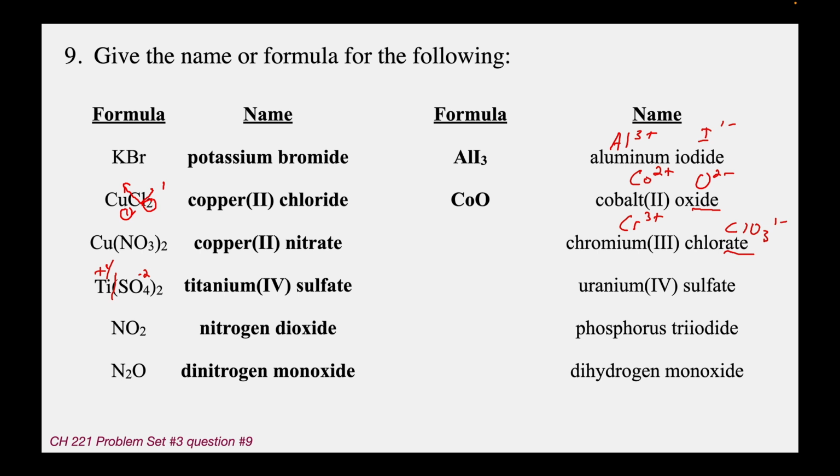Well, we need to balance it out. We need to make a neutral compound. We're going to need 3 chlorates for every chromium +3. So we would write this Cr(ClO3)3. That's chromium 3 chlorate. Next one, uranium 4 would be uranium with a +4 charge. Sulfate, SO4 -2. You're going to need 2 sulfates, each -2, to balance that +4 uranium. U(SO4)2 would be uranium 4 sulfate.